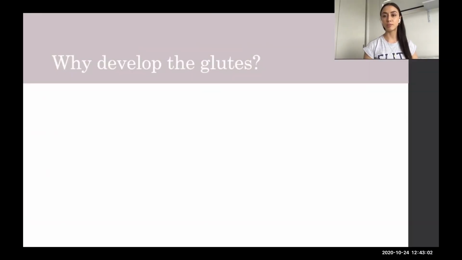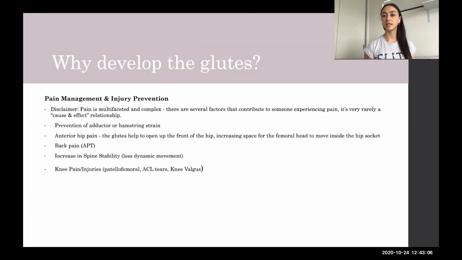So that leads me on to my next point, which is why we want to develop the glutes. So the glutes assist in managing pain and injury prevention. Just a little disclaimer, pain is very, very complex. So there could be a million things that go into someone experiencing pain, but the glutes may help in some way with these things. So prevention of adductor and hamstring strains.